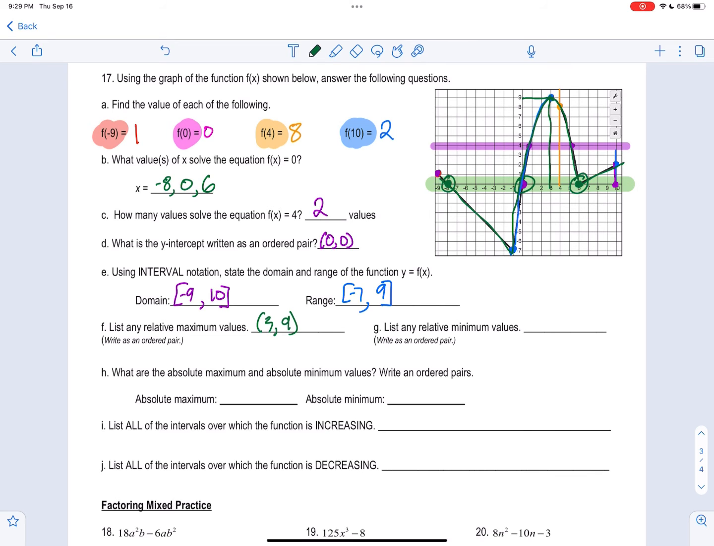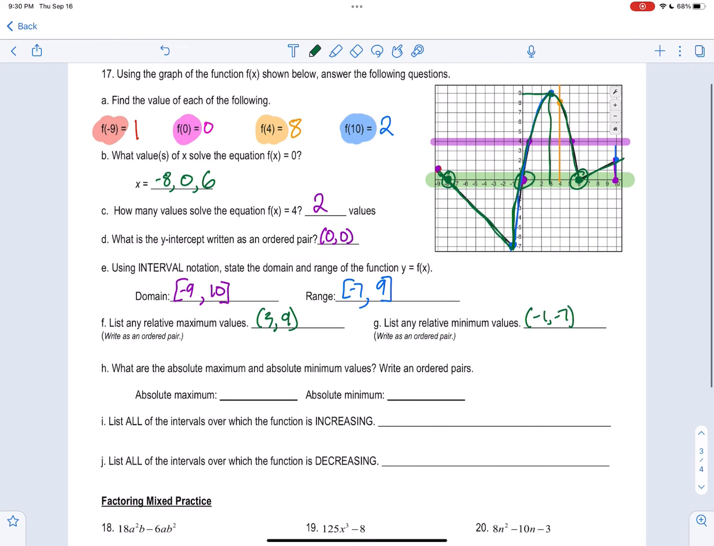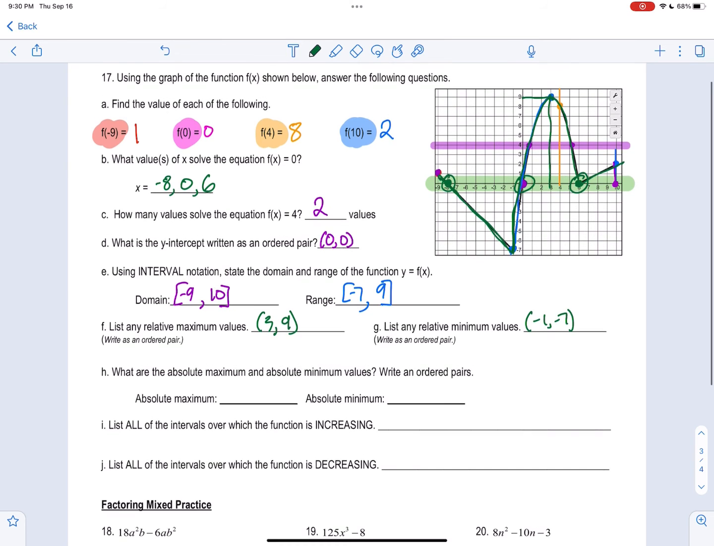So again, if we now take a look to try and find our relative minimums, we see that we go all the way down and then turn back up at -1, which gives me an output of -7. So the point -1, -7 is a relative minimum. And then my graph is increasing to the maximum we've just found. If we go all the way back down again, my next relative minimum is going to be at the point 6, 0.